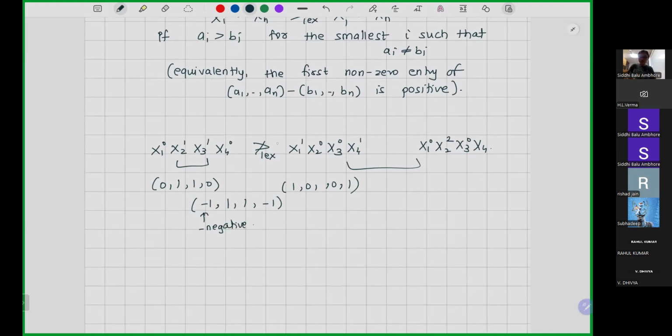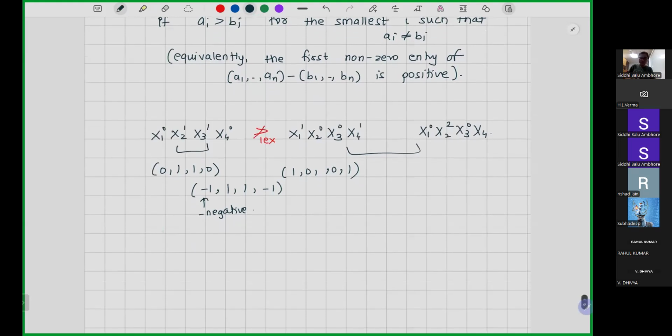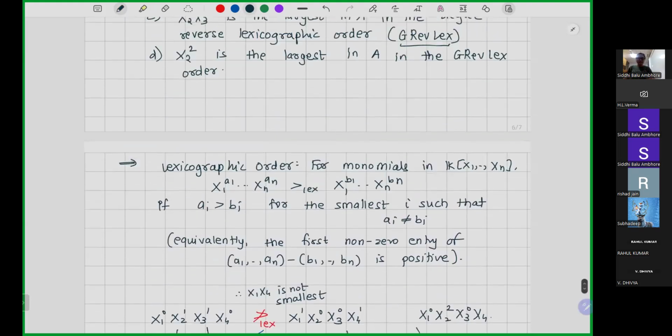So therefore, let me just write. So this is not smallest. So therefore, this x1 x4 is not smallest, because it is in fact bigger than this x2 x3. I hope the first one is smallest with respect to both g rev lex and lex. Okay, we will see that.